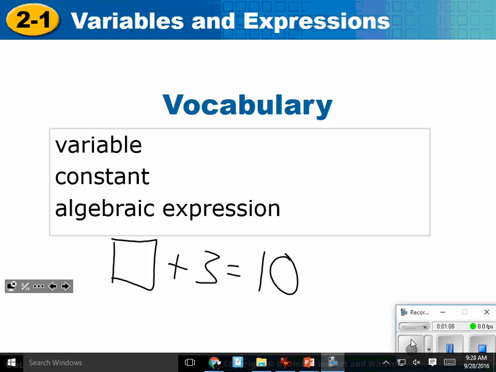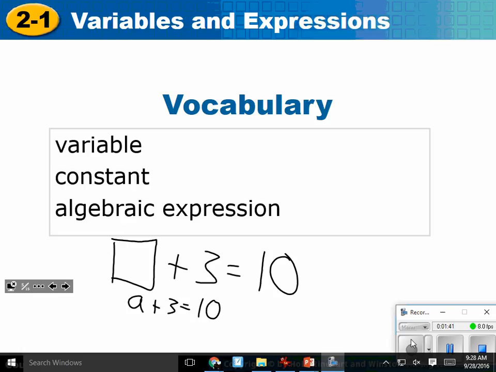Here's what we do in 6th grade. Instead of doing box plus 3 equals 10, we go A plus 3 equals 10, and everybody in this room can tell me that A equals 7. Okay? This is algebra. Truly and honestly, it is that simple. Okay? Don't make it harder than it ever really is, because it's not.